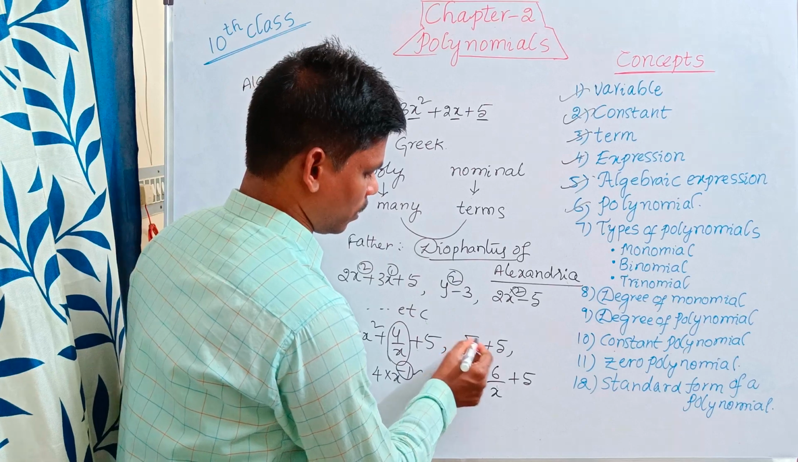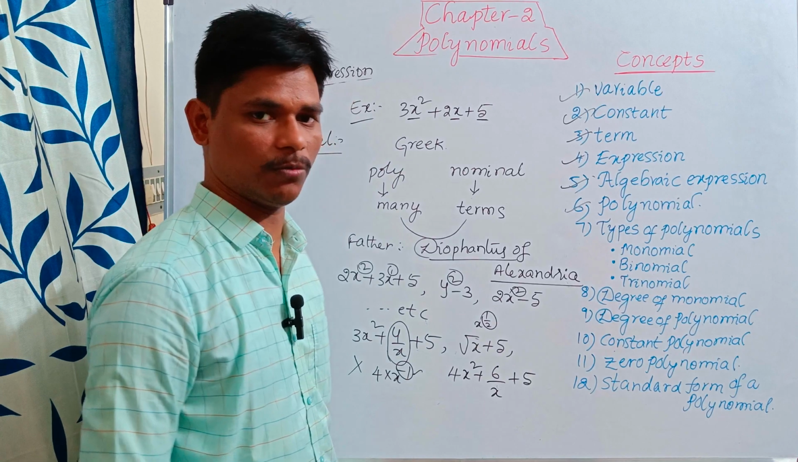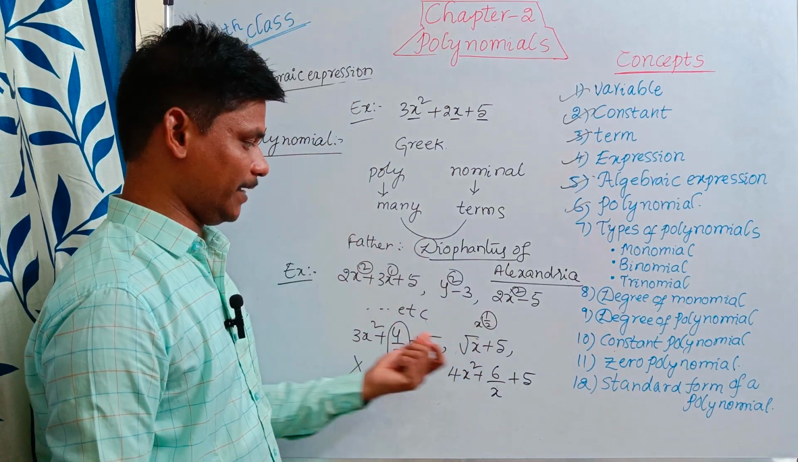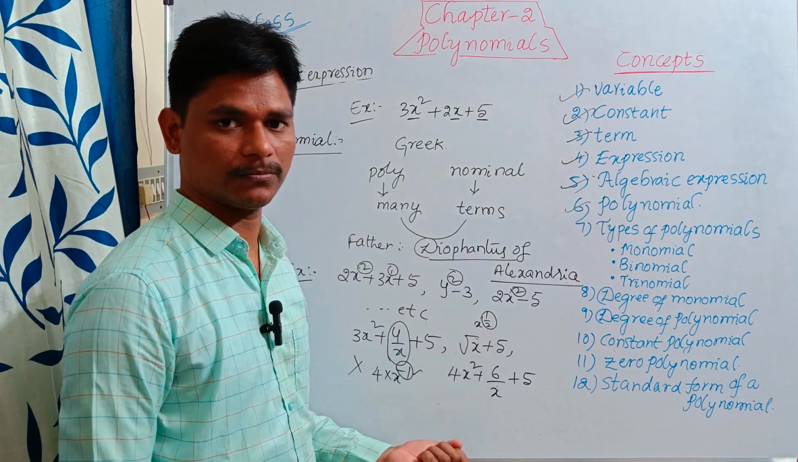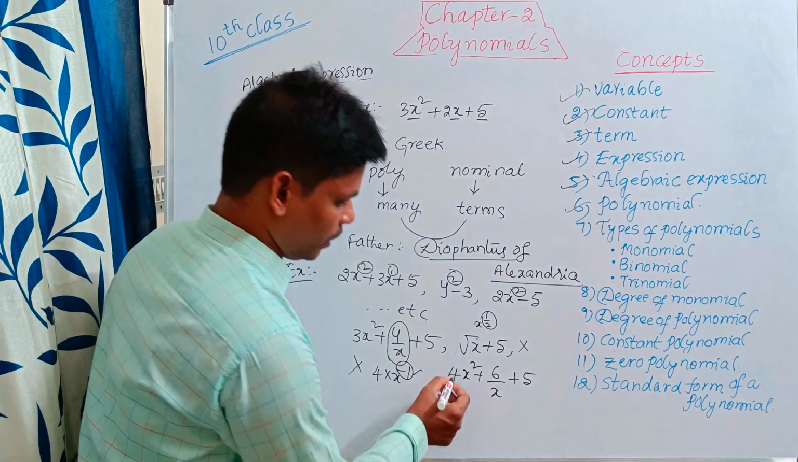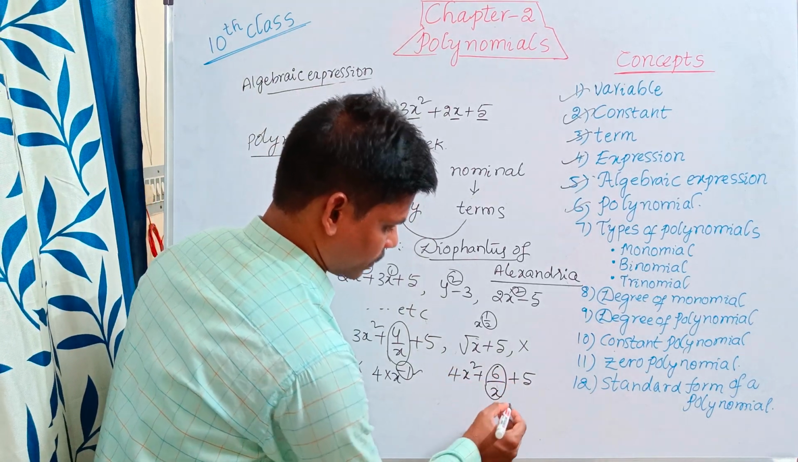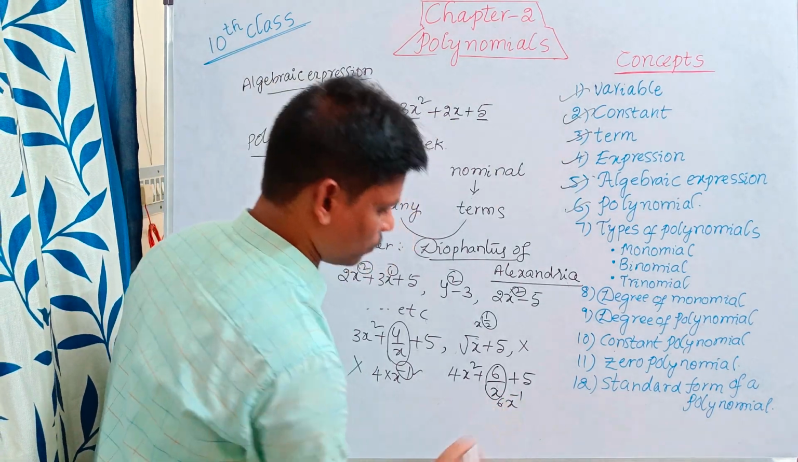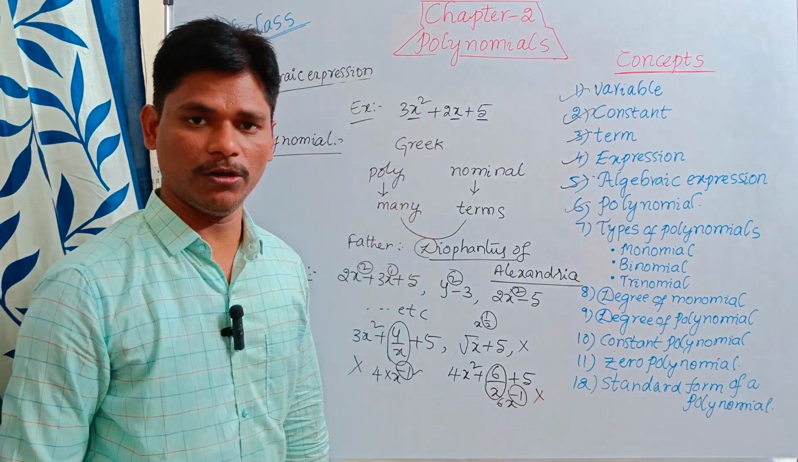See here, root of x. Root of x means x power 1 by 2, that is 0.5. Another definition is that the power of the variable is a whole number. Here a fraction is there, so that's why it is not a polynomial. See this example: the term 6 by x is 6 into x power minus 1. Here also it's a negative power, so that's why it is not a polynomial.